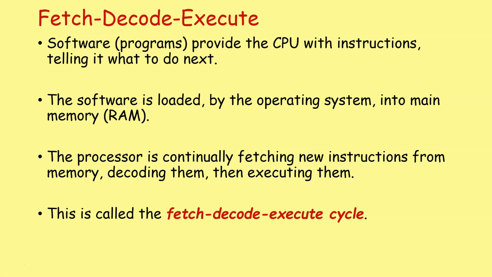Software, or programs, provide the CPU with instructions telling it what to do next. The software is loaded by the operating system into main memory or RAM, and the processor is continually fetching new instructions from memory, decoding them, and executing them. And this is called the Fetch-Decode-Execute cycle, and is basically the purpose or the job of your CPU.